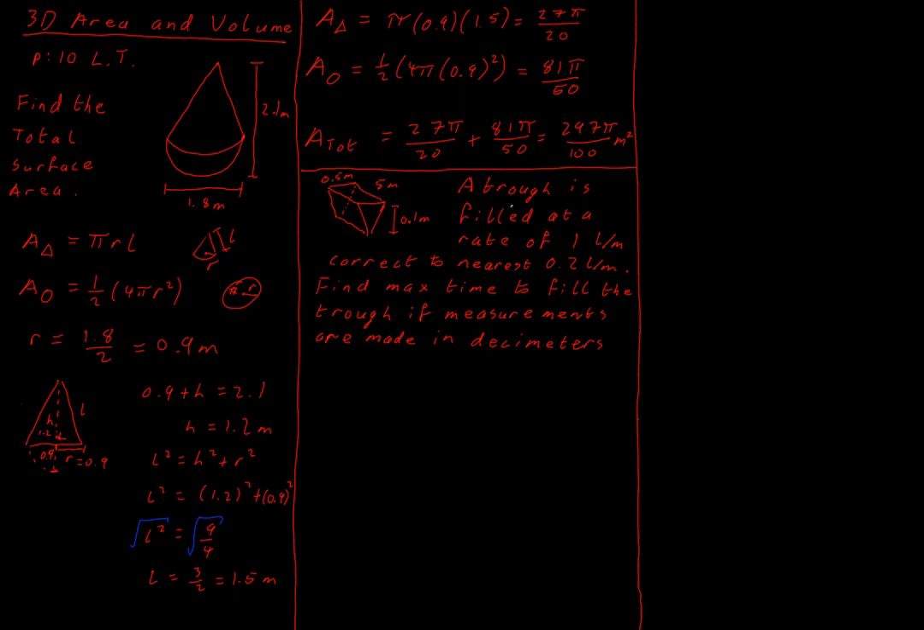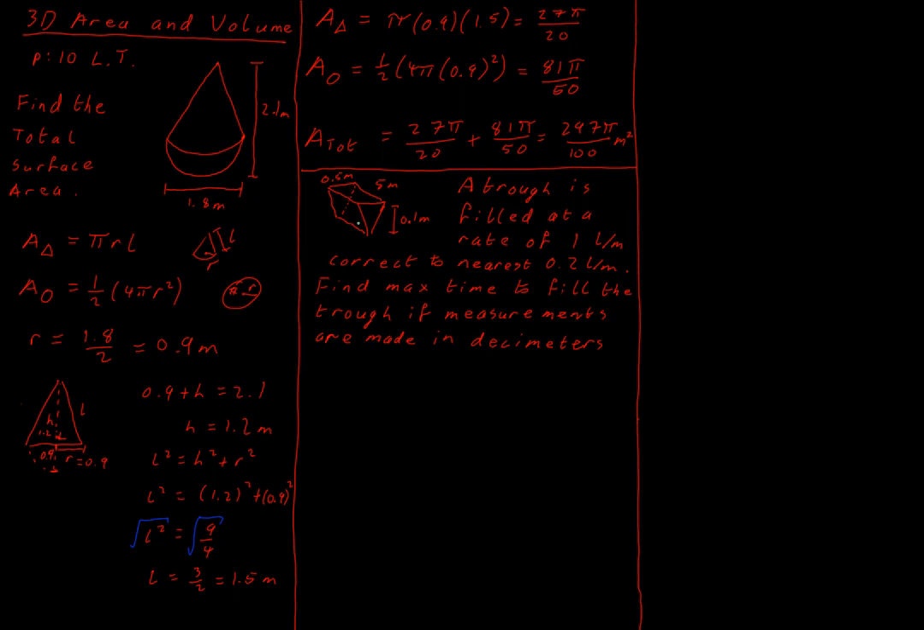And we're assuming it starts from empty and the trough is filled at a rate of 1 liter per minute, correct to the nearest 0.2 liter per minute. Find the max time to fill the trough if the measurements are made in decimeters. So here, if we're increasing the volume of water in the trough at a particular rate, we need to know the volume of the trough in order to find out how long it's going to take to fill the trough. That part is fairly self-explanatory.